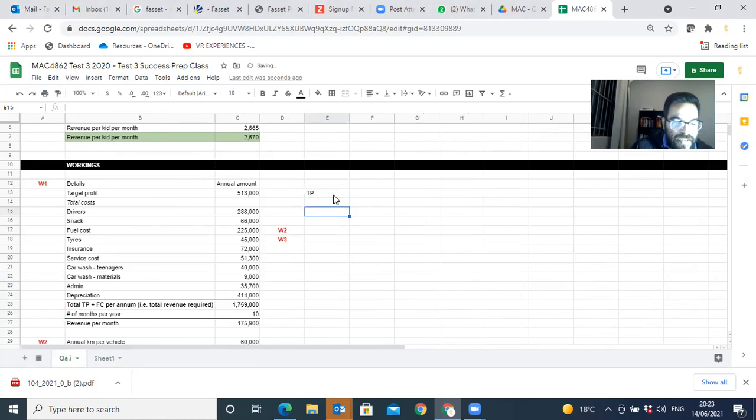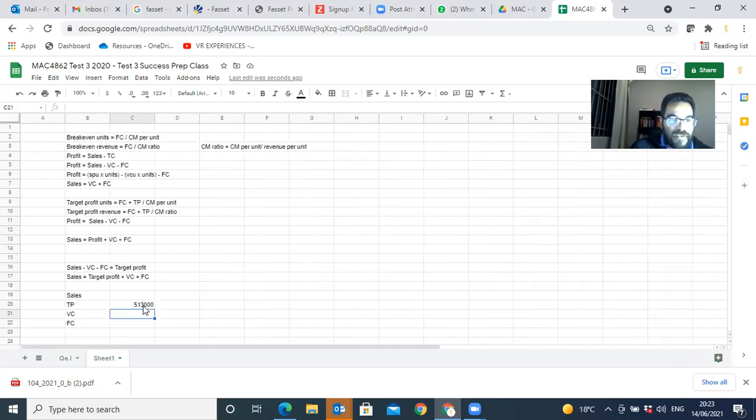To a large extent, everything is a fixed cost. I'm just going to make everything a fixed cost besides the snack. The snack is a variable cost. So to a large extent, let's just make everything a fixed cost. So my target profit, if I just say equals SUMIF, my target profit, SUMIF what?